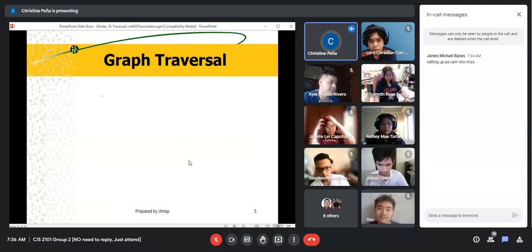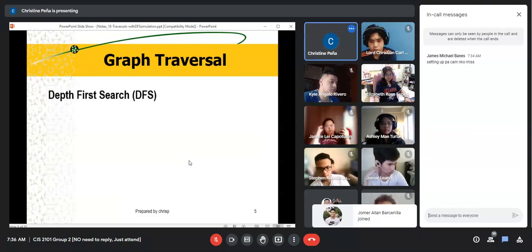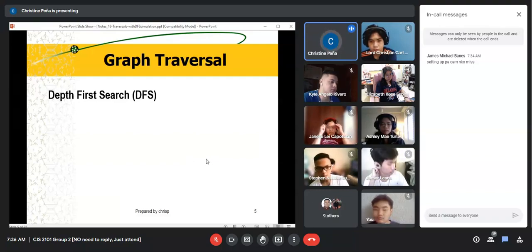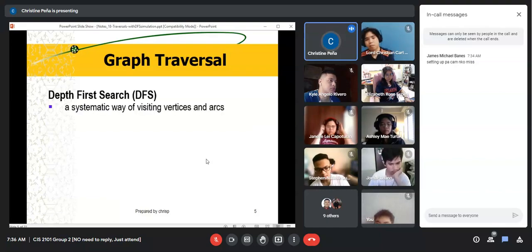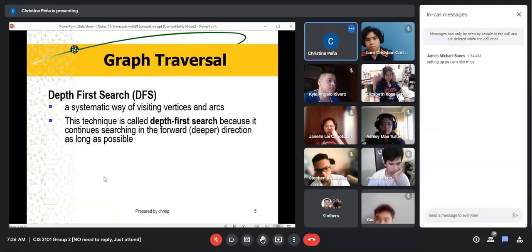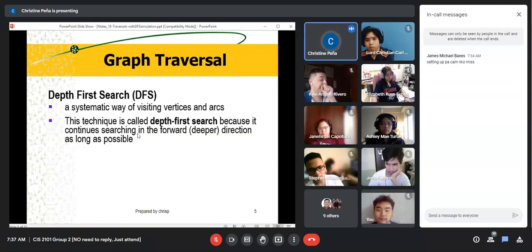Okay, sige, sa graph traversal na ta. There are actually two, but we will be discussing here one lang because the other one, ato sa next slide. So, DFS or depth first search, a systematic way of visiting vertices and arcs. It's called depth first search because it is continuous searching in a forward or deeper direction.